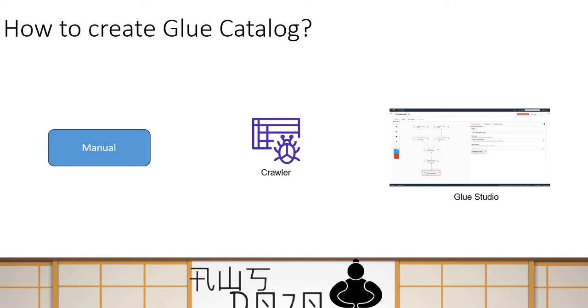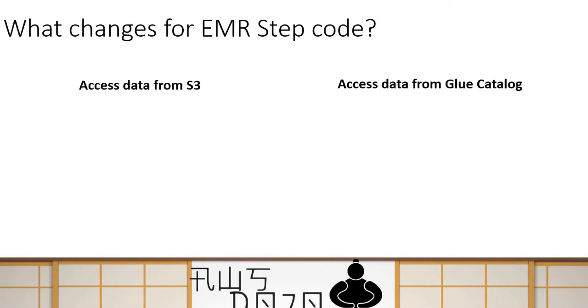But for now, just to summarize how you can create your Glue catalog: you can create it manually, you can create it using a crawler, or you can create it using a job inside Glue Studio. Okay, having understood how you can catalog the data, let's talk about what changes.